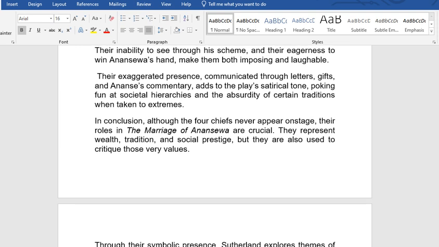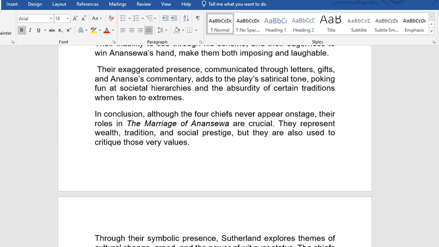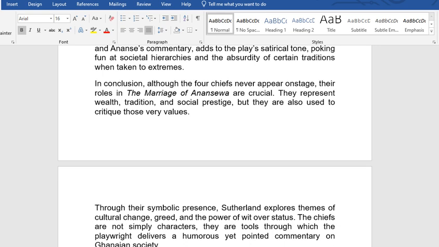In conclusion, although the four chiefs never appear on stage, I said earlier that they are not physically present in the narrative. Their roles in The Marriage of Anansewa are crucial. They represent wealth, tradition, and social prestige. But they are also used to critique those very values. That is, they represent all this, but at the same time they are used to criticize those values.